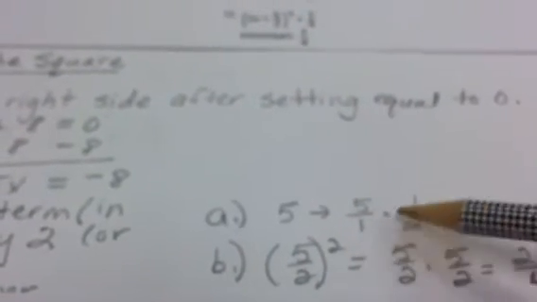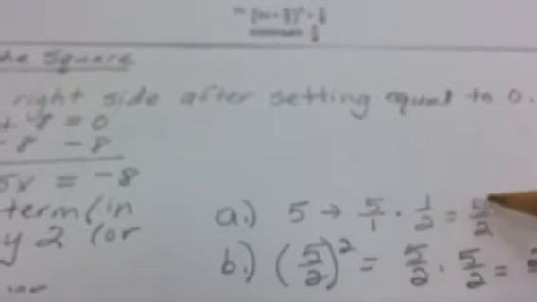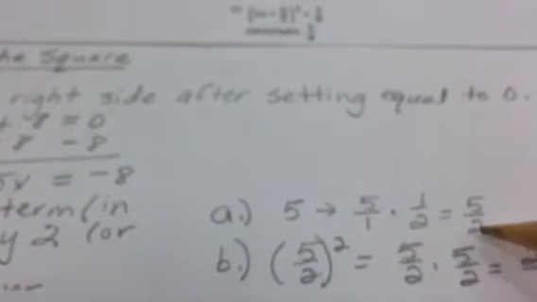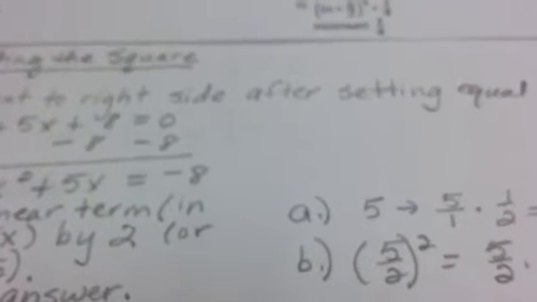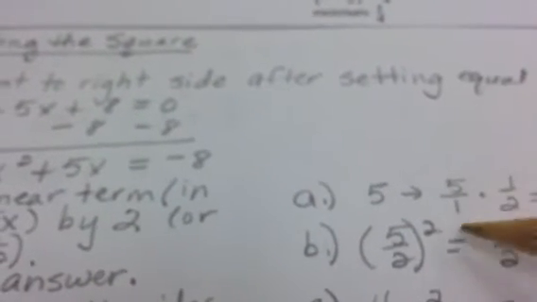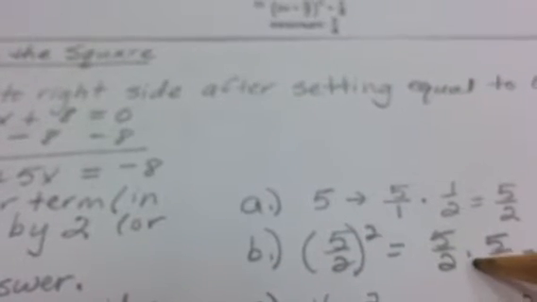First, we're going to divide the linear term, in this example 5x, by 2, or you can multiply by 1/2. So we say 5, we place that over 1, multiply by 1/2. 5 times 1 is 5, and 1 times 2 is 2. So our new number right now is 5/2. Step B is we square this answer. So 5/2 squared means 5/2 times 5/2. Multiply our numerators, 5 times 5 is 25. Multiply the denominators, 2 times 2 is 4.